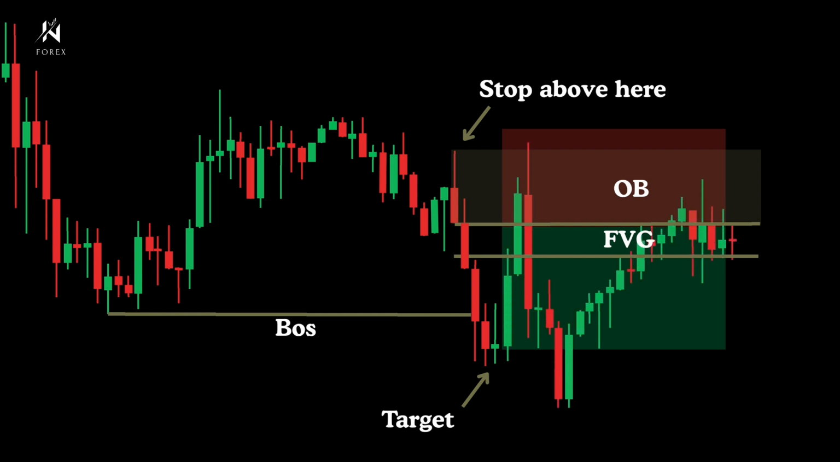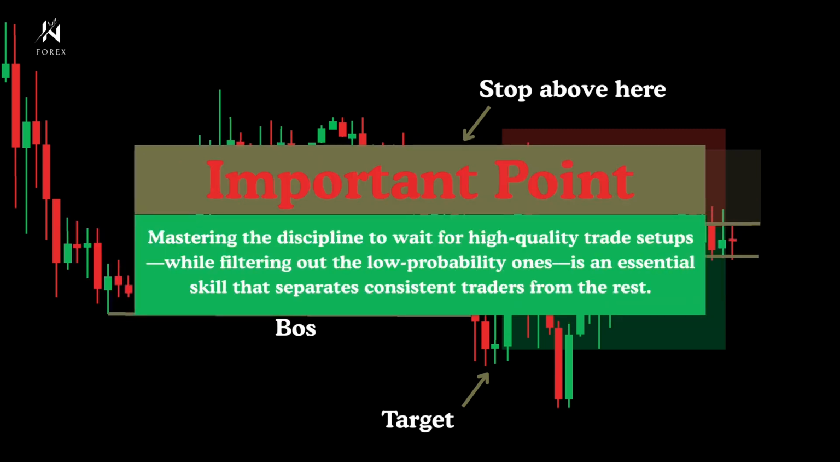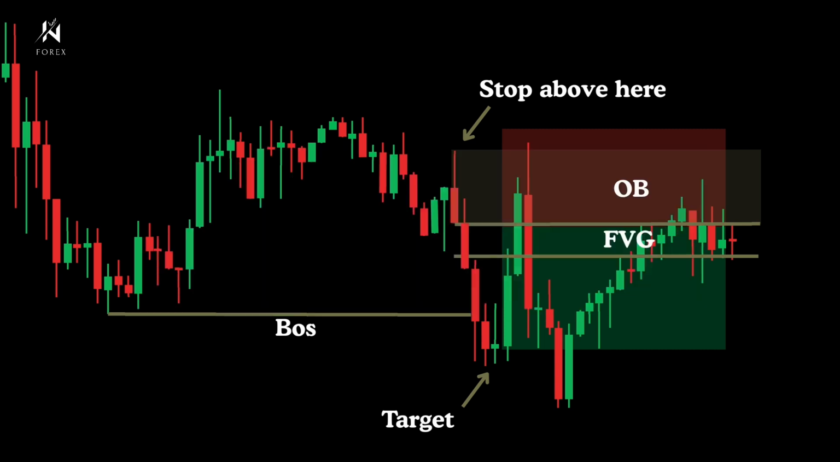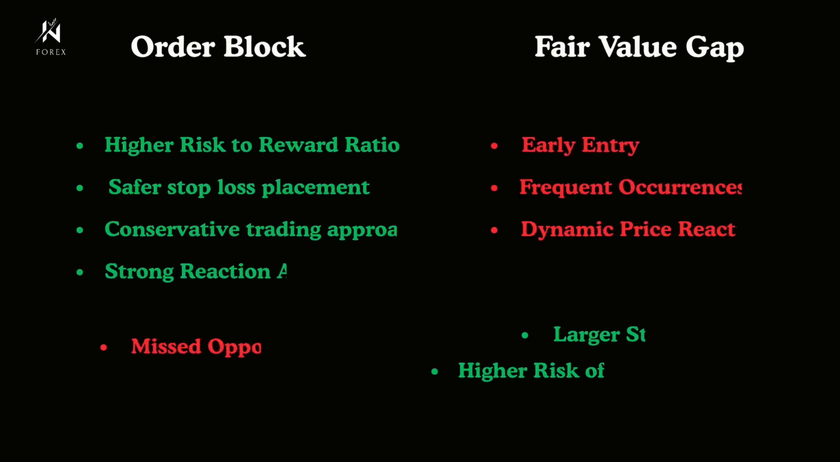While order block entries offer strong confirmation and a solid risk-to-reward ratio, the downside is that they might cause us to miss trades that react earlier, often at the fair value gap. Still, we favor this method for its reliability, choosing precision over chasing every setup. The key takeaway here is that mastering the discipline to wait for high-quality trade setups, while filtering out the low-probability ones, is an essential skill that separates consistent traders from the rest. With that in mind, patience isn't just a virtue, it's a strategy. Here's a list of the pros and cons of entering at order blocks versus FVGs.